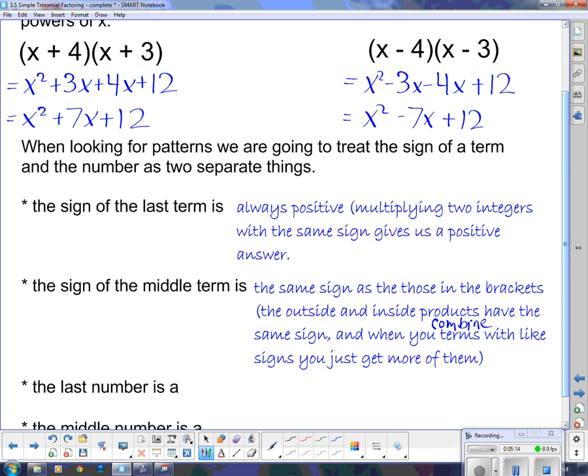Now the last number: we got 12 by multiplying 3 and 4. So it's the product of the constant terms in the brackets. Pretty straightforward. Look at the middle number.